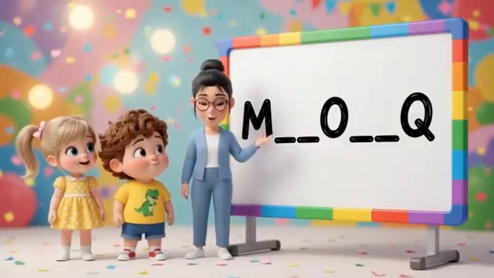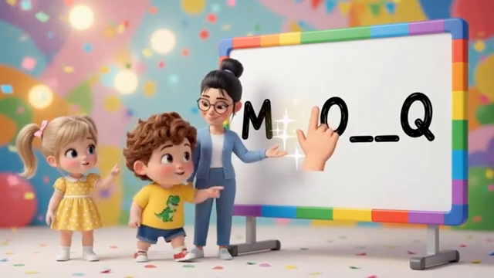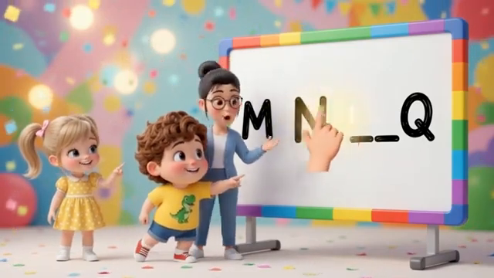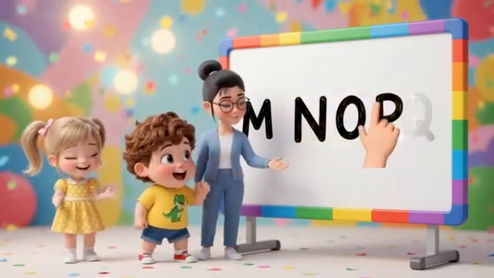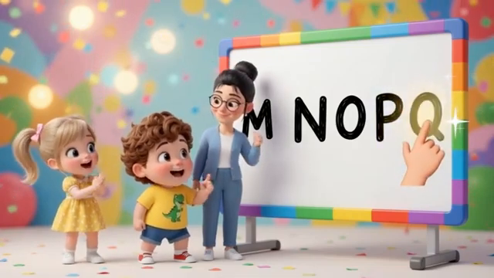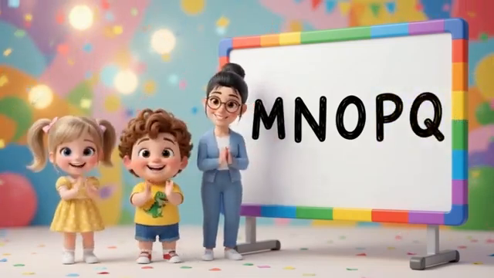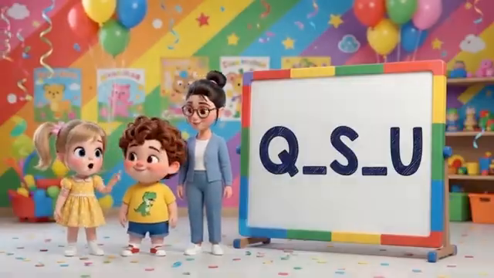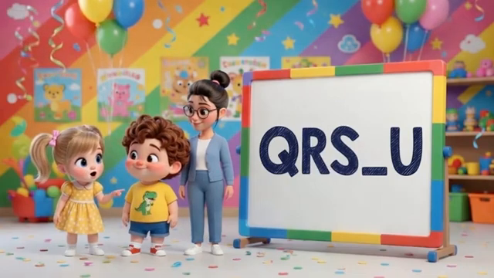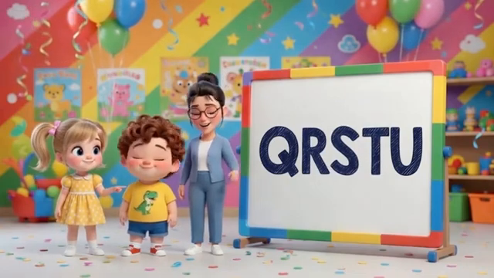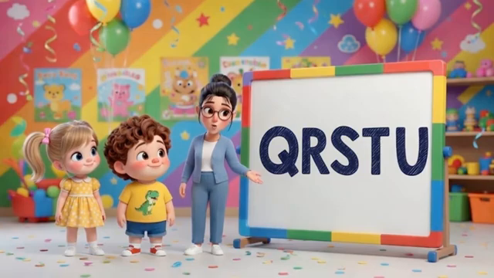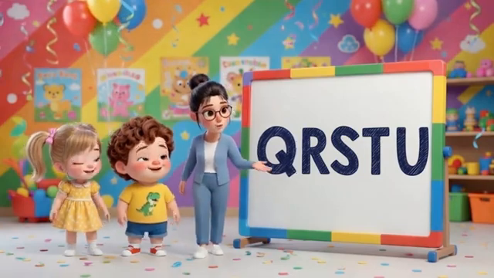Let's see. What comes after M? After M comes N. What comes after O? After O comes P. It's M, N, O, P, Q. Excellent job, everyone. Q, R, S, T, U. Missing letters are R and T. Good job, Lily. It's Q, R, S, T, and U.